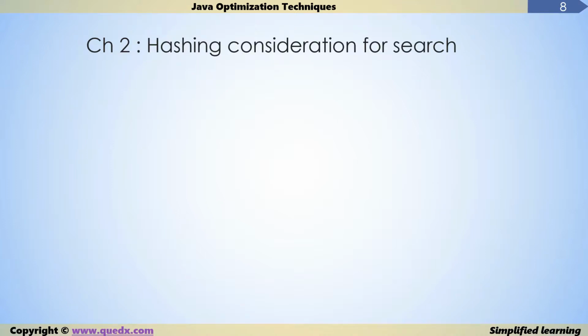In this chapter, we'll be looking at hashing considerations for search optimization. Hashing plays an important role in searching a key in a hash map or a hash set. Here are some points to consider for optimizing the performance. The fields used in hashing must be a subset of fields in equality.